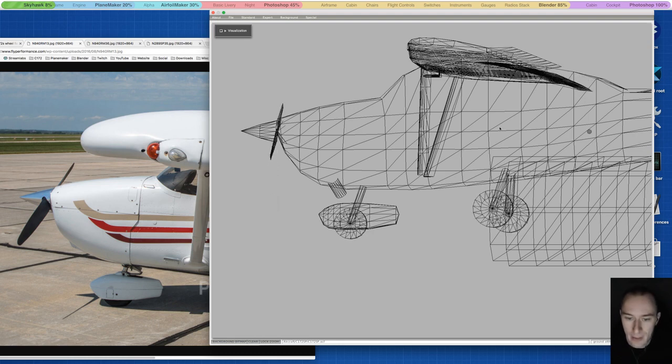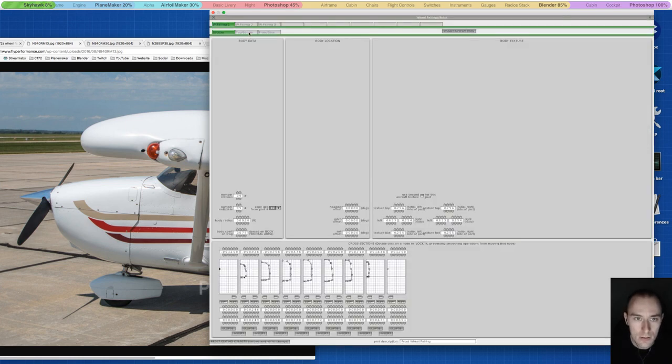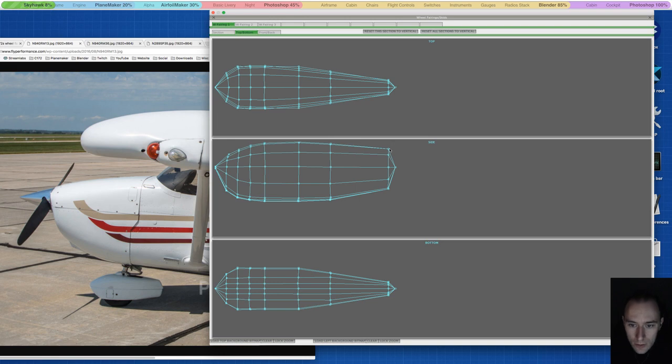Close the window there. Yeah, so this one can be a little bit lower, I think. Wheel fairings. So that's this one.